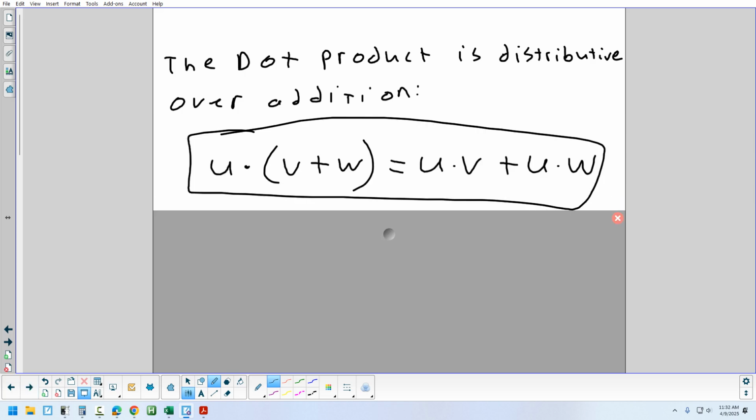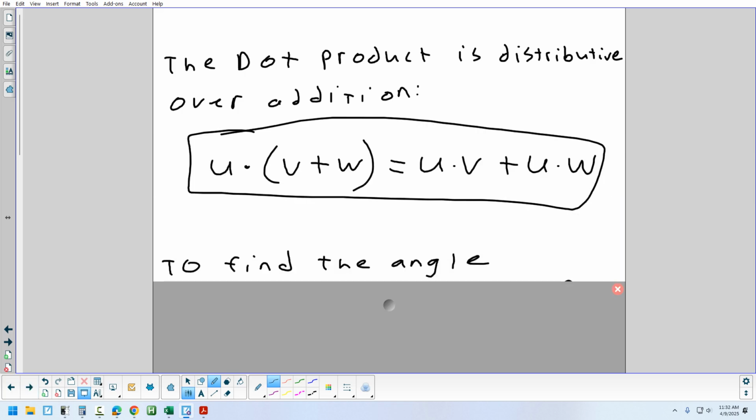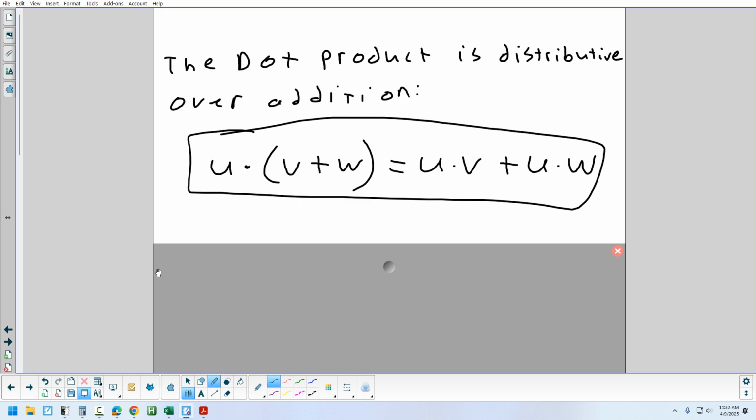Okay, so distributive property works with dot product. That is something you are allowed to do. So if you had 2 vectors added together and you wanted to find the dot product of that sum with another vector, you can do it 2 different ways. You could add the 2 vectors together first, and then do the dot product. Or you could do the dot product separately with each vector, and then add the results when you're done. That's distributive property. You can do it either way.